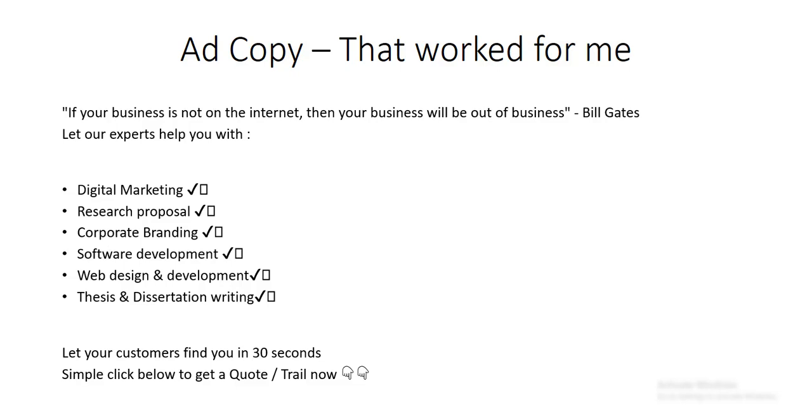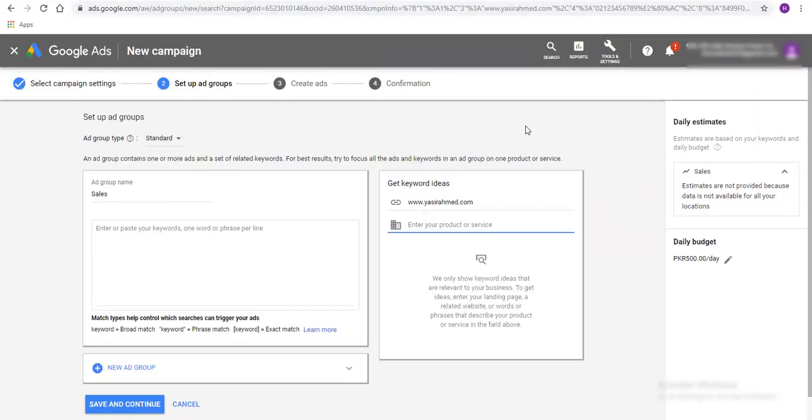But I'm going to tell you the most important things over here, right? So you can see I've got the options for digital marketing, research proposal, corporate branding, software development, web design and development, thesis, and all that. So these are the keywords, specifically the services that the company I was advertising was offering. So what I'm going to do is put all those keywords over here, and automatically it would suggest some more keywords. So let's go with digital marketing.